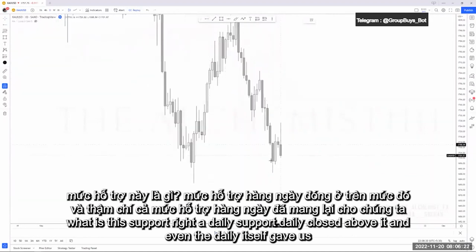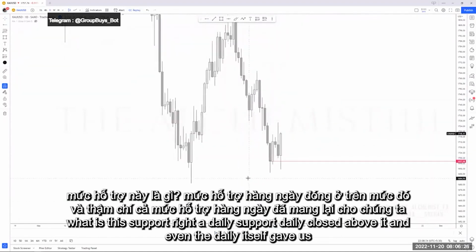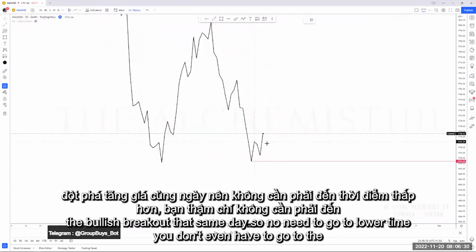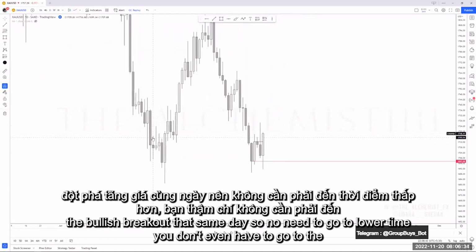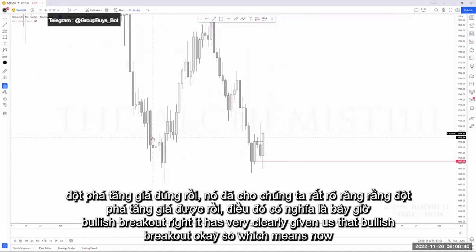What is this? A support, right? A daily support, daily closed above it. And even the daily itself gave us the bullish breakout that same day. So no need to go to a lower time frame. You don't even have to go to the 4 hour, because the daily has very clearly given us that bullish breakout.